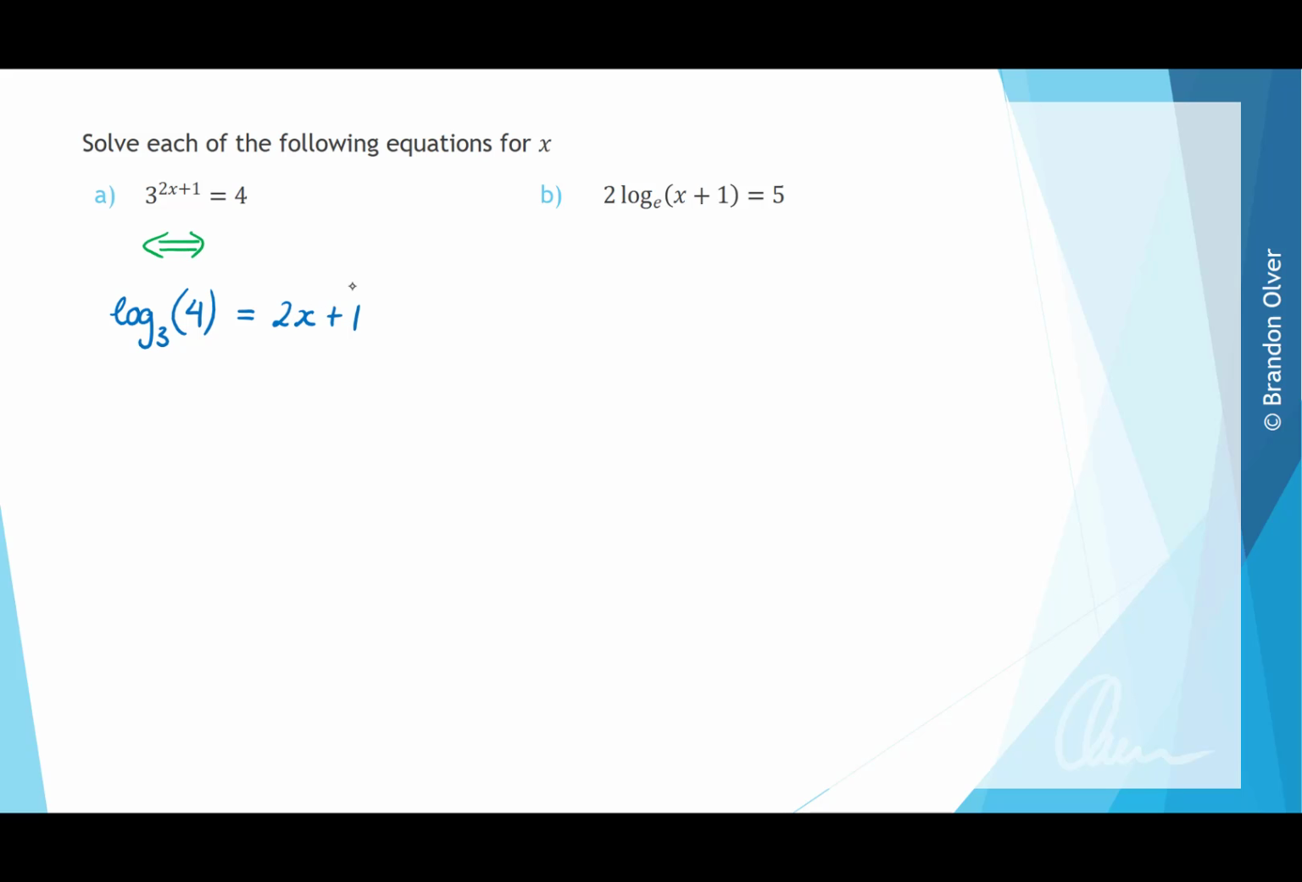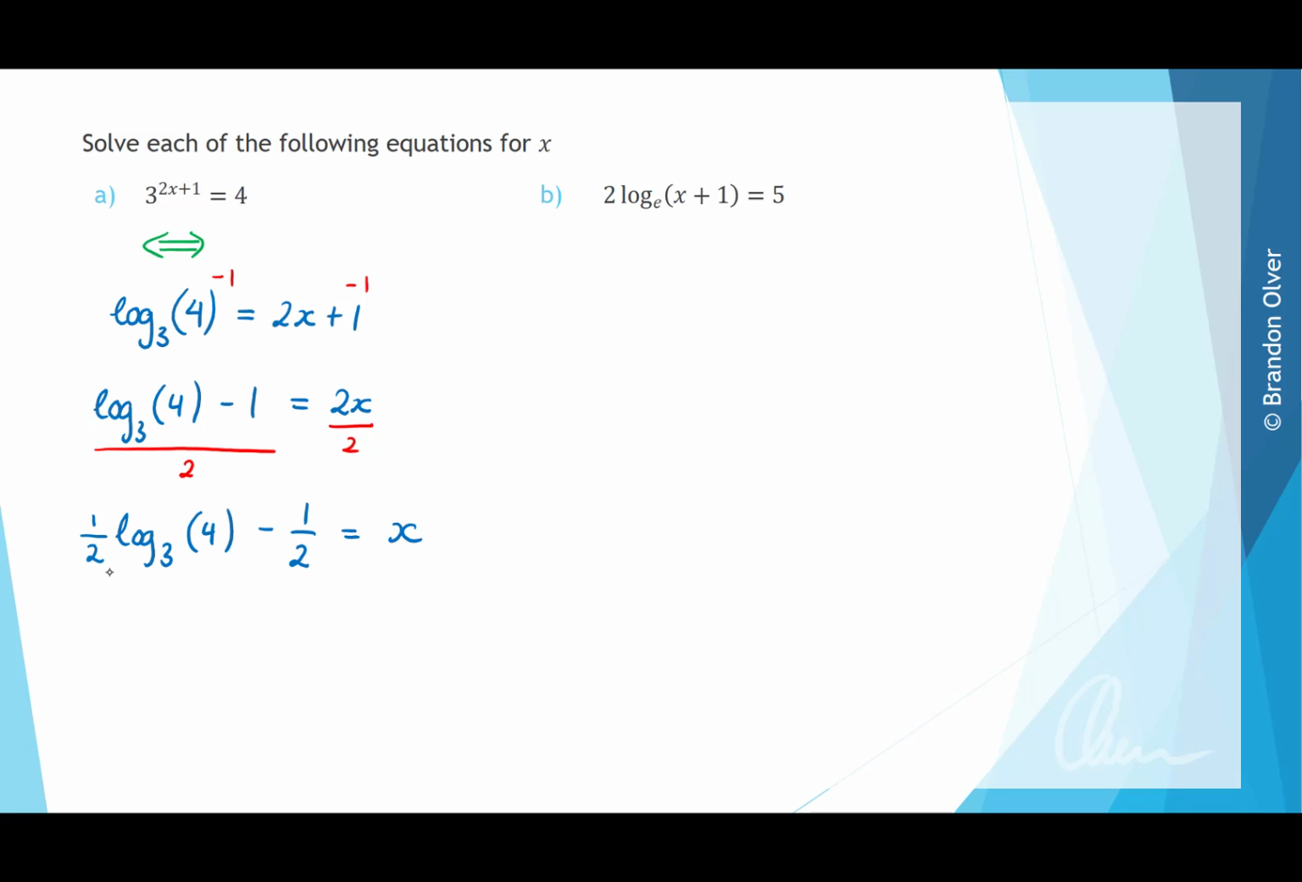Now to solve for x, we're going to start by subtracting 1 from both sides of the equation, and that will give us log 3 of 4 minus 1 is equal to 2x. Next, to get x by itself, we're going to divide both sides of the equation by 2, so that includes dividing all terms on this left-hand side, and that will give us 1/2 log 3 of 4 minus 1/2 is equal to x. Now this is the solution to this first equation.